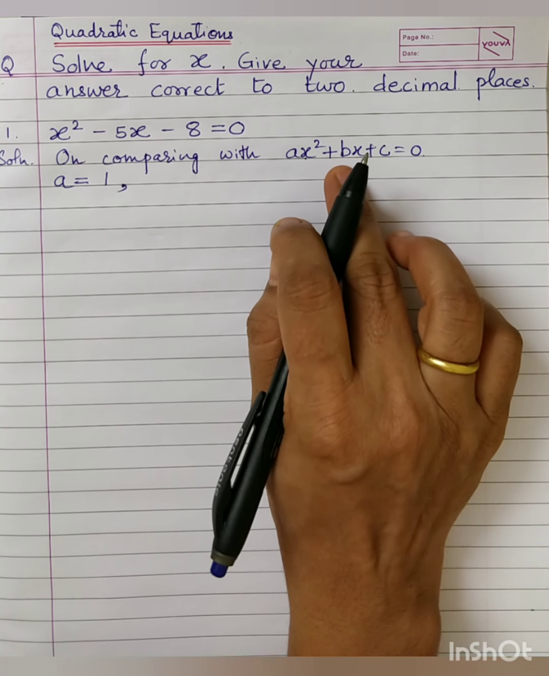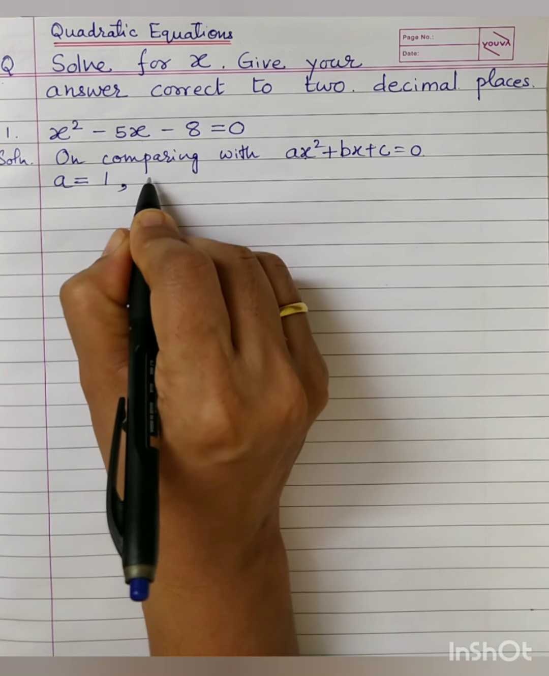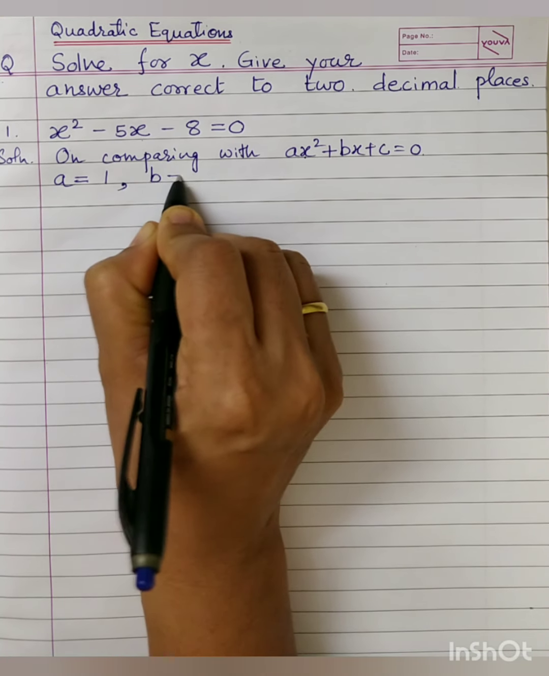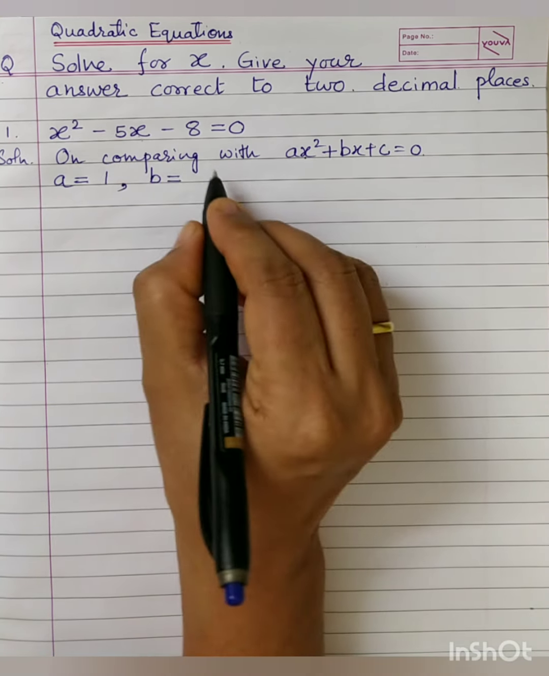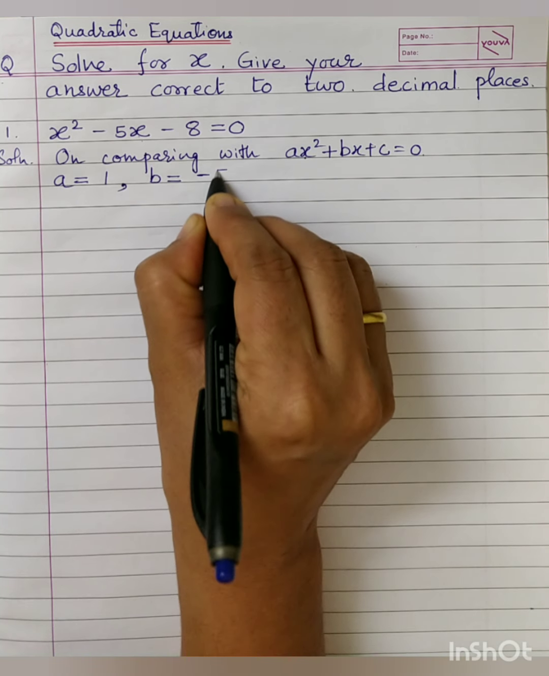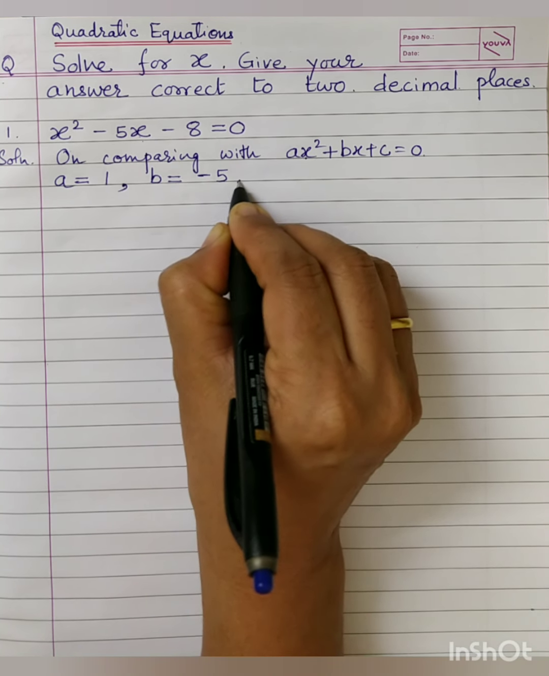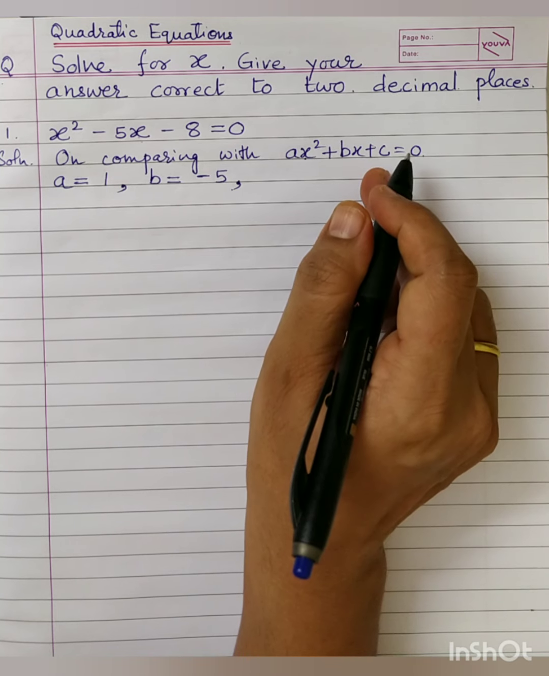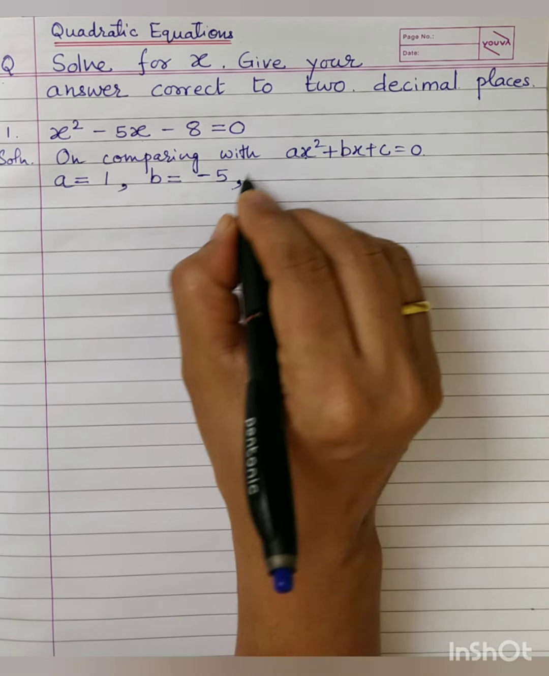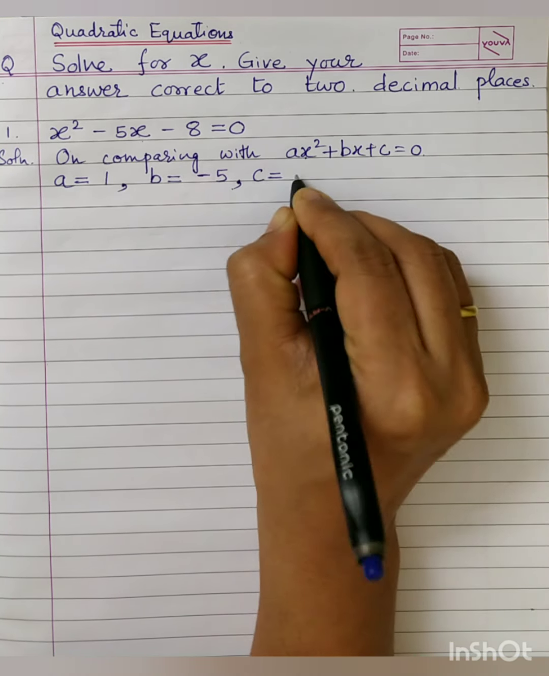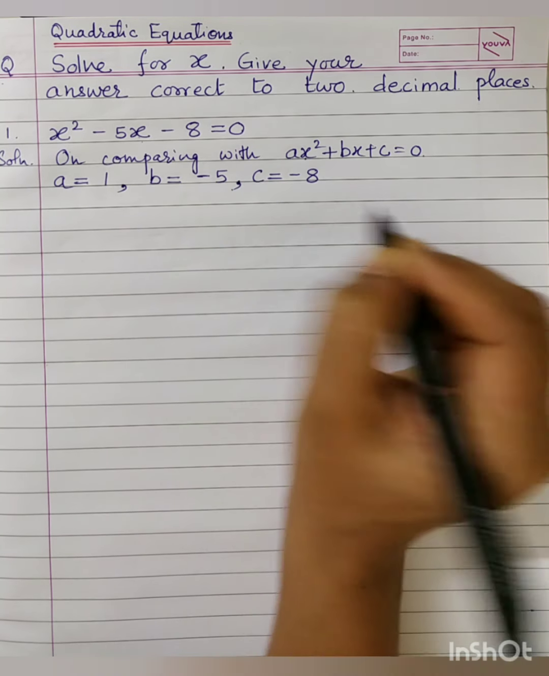bx. So what is b? The coefficient of x. What is the coefficient of x in the given equation? Yes, it is minus 5. Take it with the sign. And the constant term c, what is it here? Minus 8. This is step number 1.